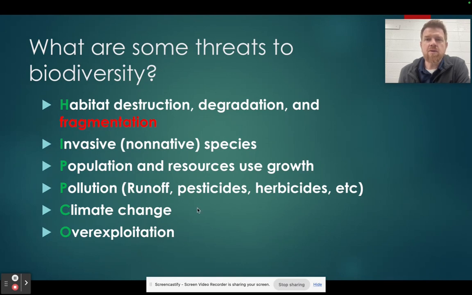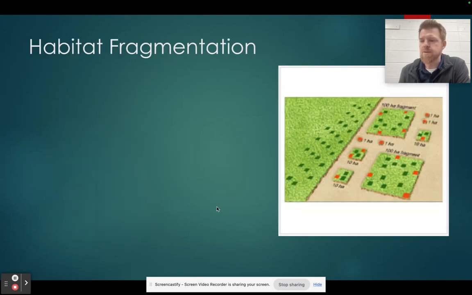Climate change, so the overall change in our weather patterns and our climate over time, which will allow for organisms to move and change their patterns and cause competition in areas as well. And then overexploitation is simply just taking too much, harvesting too many things. So that's a quick review of HIPCO. We should have that in our brains, of the 6 big threats to biodiversity, and know what each one of those are. All right, let's get to it.